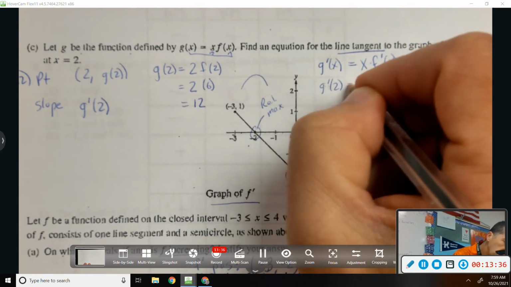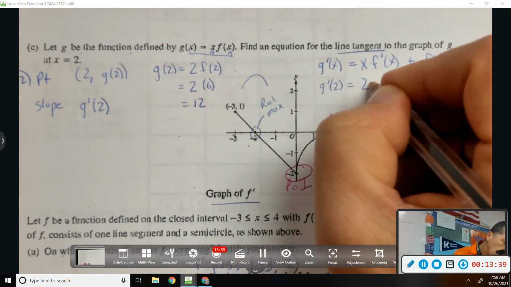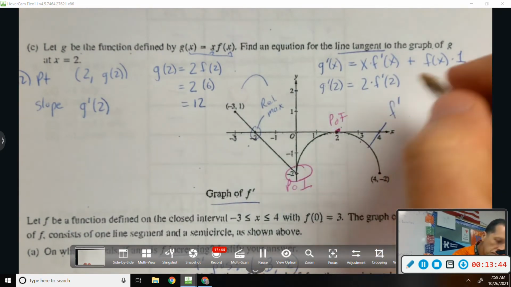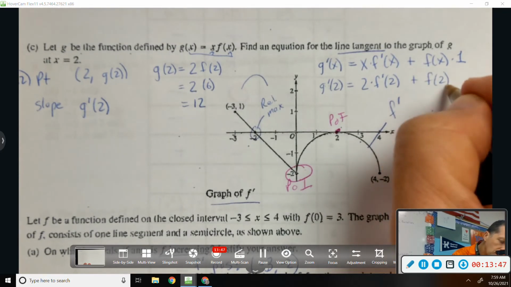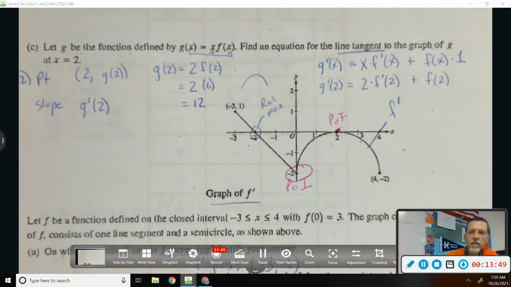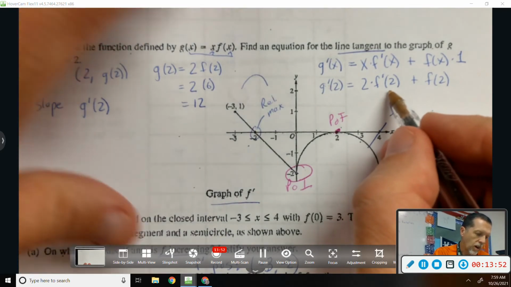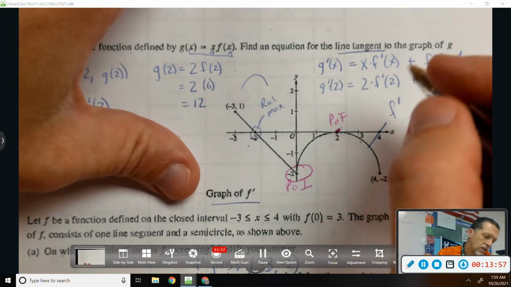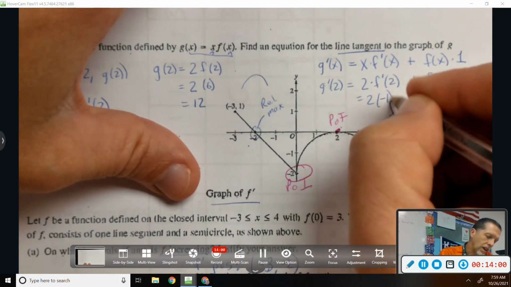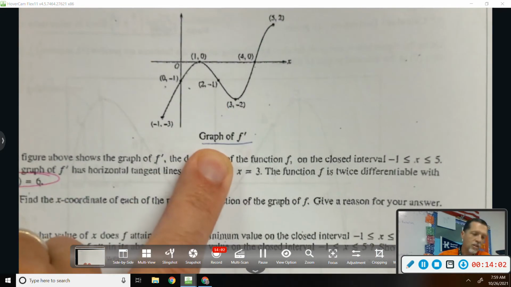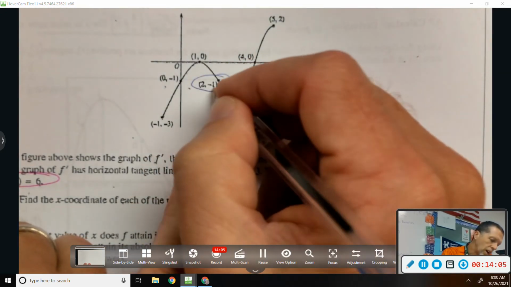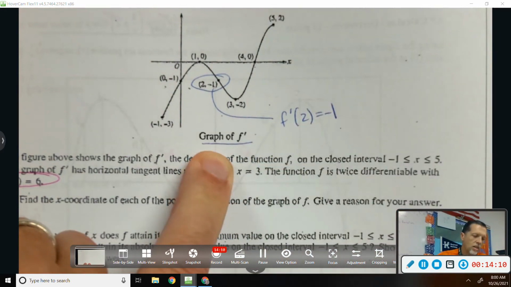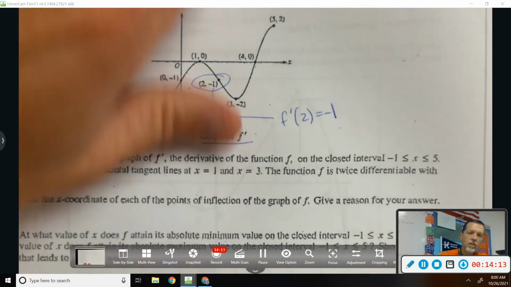So g prime of 2 times f prime of 2, which I can probably get from the graph, plus f of 2, which we already said was 6. So f prime of 2 I can get from the graph. What's f prime at 2? Negative 1. Again, I just read that off the graph. The graph is f prime. So at 2, negative 1, that means f prime of 2 is negative 1. The slope of f at 2 is negative 1.